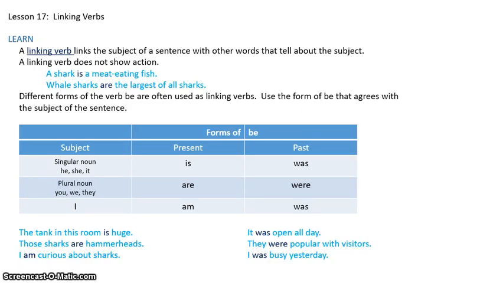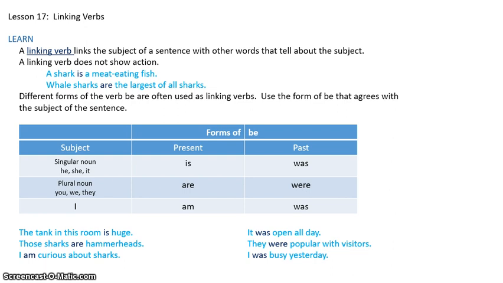We've already covered action verbs, which I think most of you have zero problem with. But we're going to start on different kinds of verbs now. The very first different kind of verb we're going to talk about is linking verbs. And it says in your workbook, a linking verb links the subject of a sentence with other words that tell about the subject.